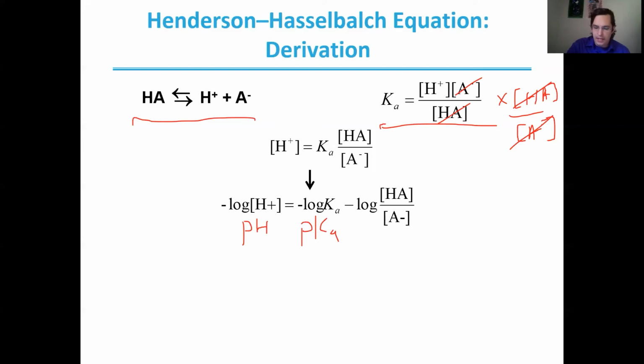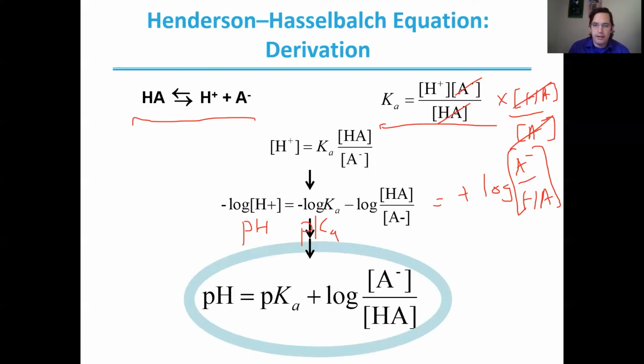Now remember, of course, negative signs with logarithms can be switched around if we invert our ratio here. So this is actually equal to the positive log of A minus over HA. So I switched my ratio upside down and switched the sign of my logarithm. And this gives me my Henderson-Hasselbalch equation. So the pH is equal to pKa plus the log of A minus, our conjugate base, over HA, our weak acid.